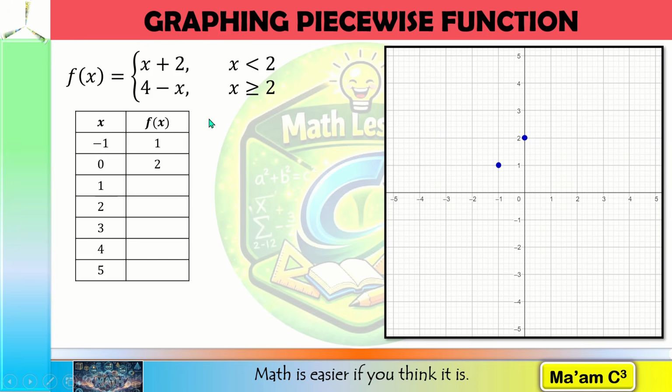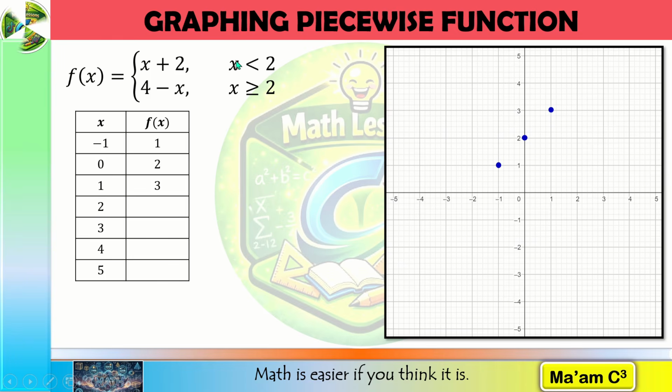Next one, we have 1. 1 is still less than 2, so we're going to use this. 1 plus 2, that would be 3. We have 1 for x and 3 for y. Next, we have here 2.